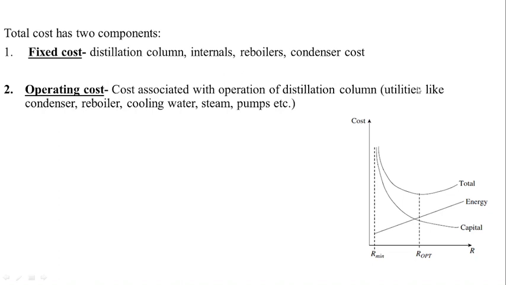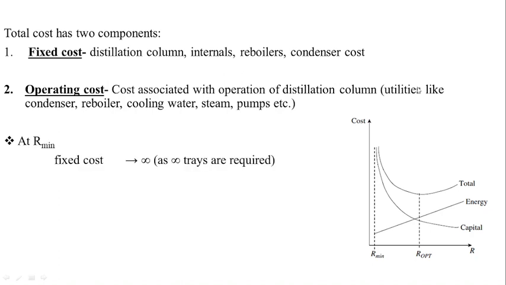This condenser is required for cooling the top product, reboiler and steam are required to heat the bottom product, and the pump is required in both for refluxing the top product and also for refluxing the bottom. Also it is required for feeding the column.